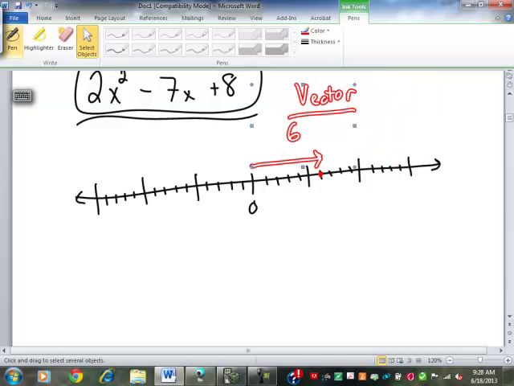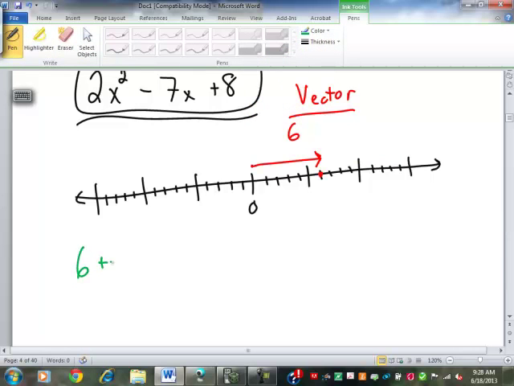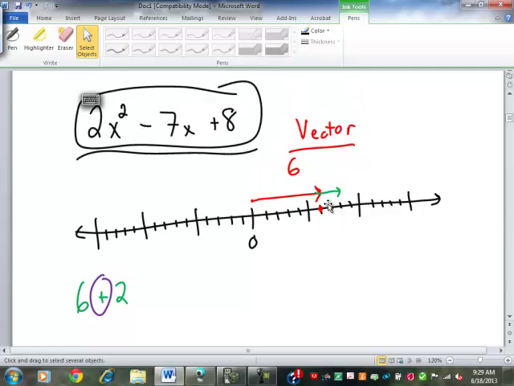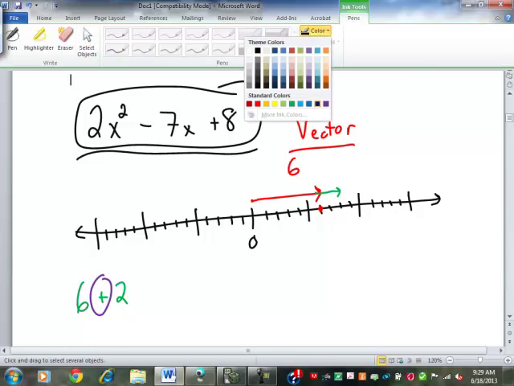So if we have the problem 6 plus 2, we've already got the 6 on there. 2 would look like this. The mathematical operation of addition is telling us to take the two vectors and combine them together. So we take the 6, we put the 2 on the end of it, and the result is a vector that is now 8 units long.